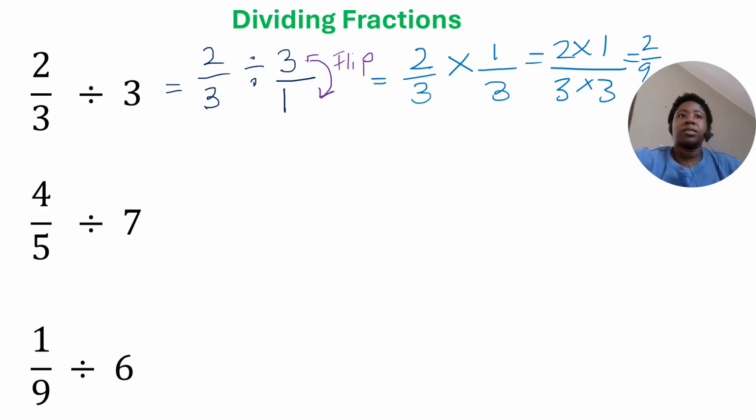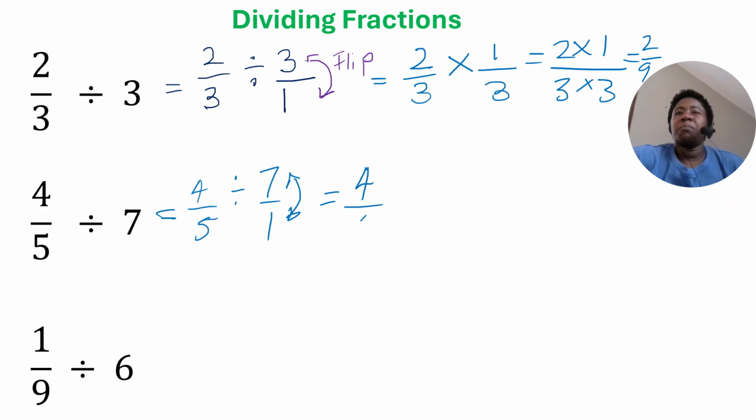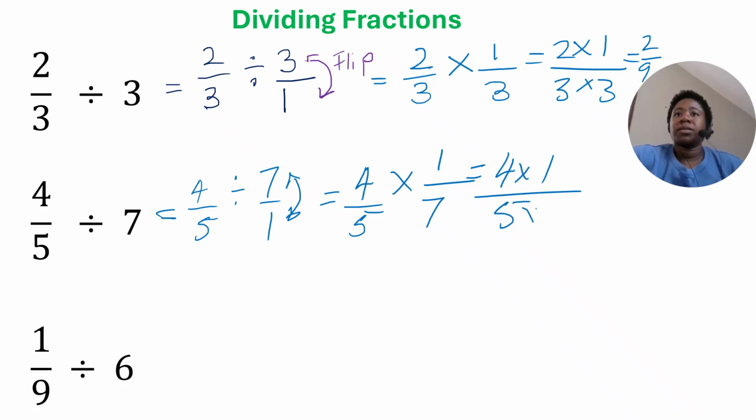So we're going to keep that same approach. Find the reciprocal of the fraction and then just multiply that reciprocal by the other fraction. So 4/5 divided by 7/1. Again, we're going to flip the 7/1 so that we could multiply 4/5 times 1/7. 4 times 1, 5 times 7. 4 times 1 is 4, 5 times 7 is 35. So 4/5 divided by 7 is equal to 4/35.